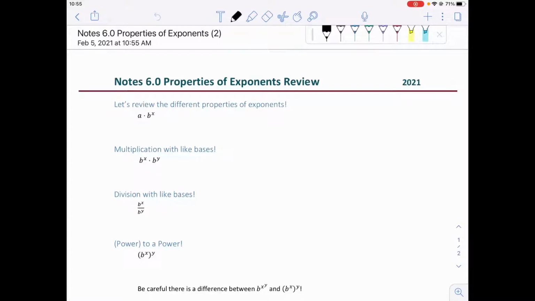Hello, and welcome to the shortest set of notes we will ever have. Today what we're going to be doing is reviewing properties of exponents.